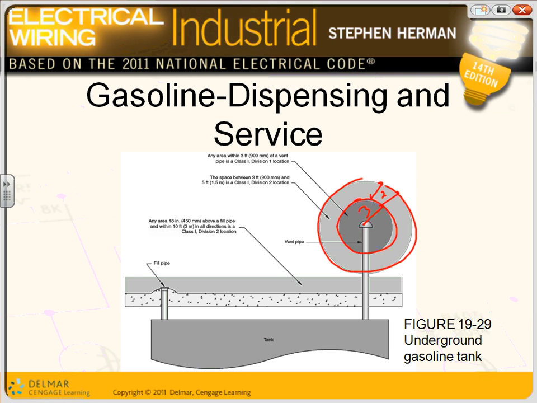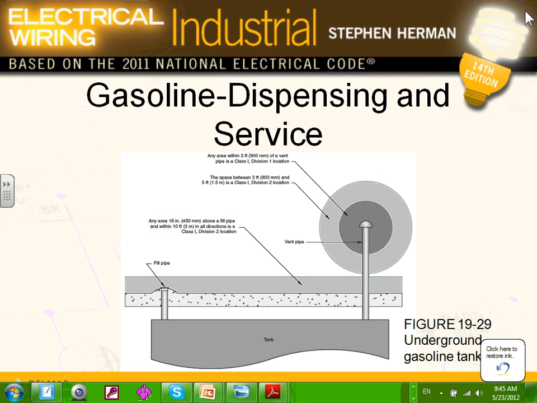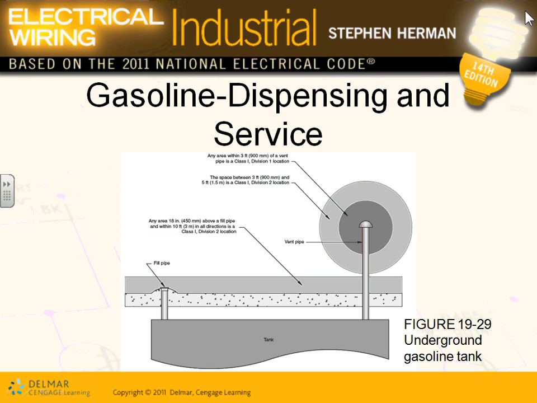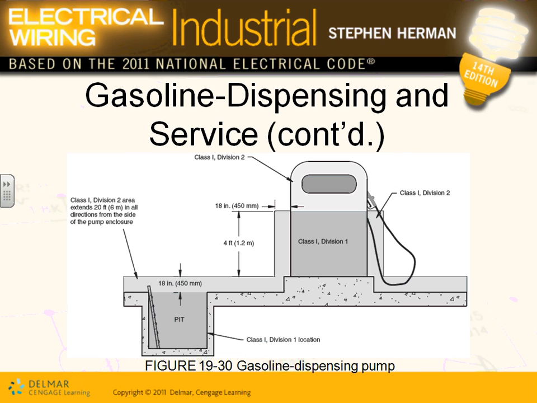That area is Class 1 Div 1 and 2. So who cares? Avoid this area altogether. And 18 inches in this area in all directions above this is a Class 1 Div 2 location too. Above the tank, Class 1 Div 2 location. So the idea of these articles is just to tell you, if you are in this situation, this is how they classify the area. So when you put in your wiring methods, make sure you use rigid, threaded, explosion-proof, depending upon the location.